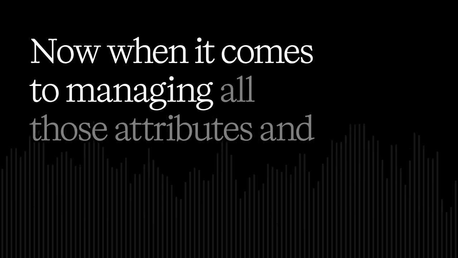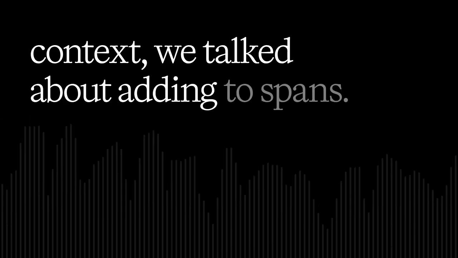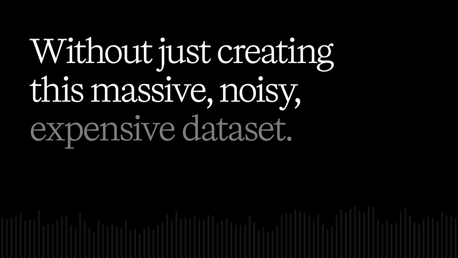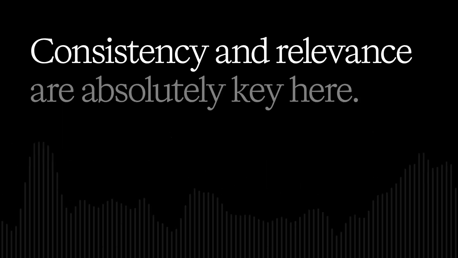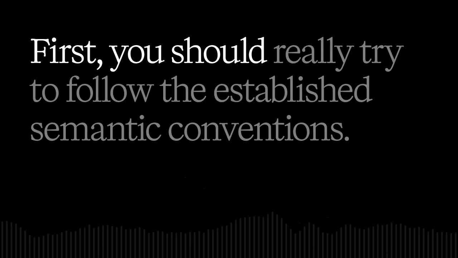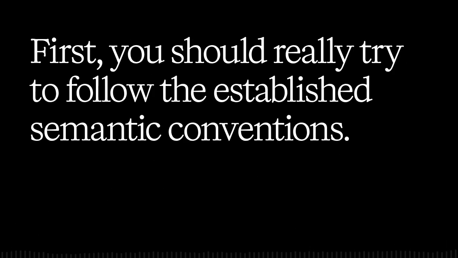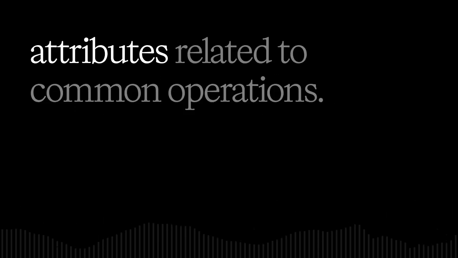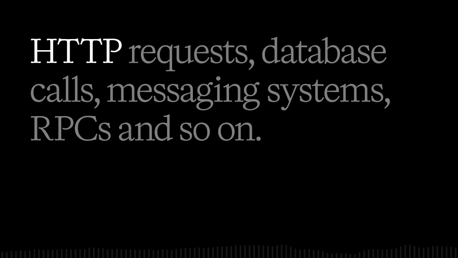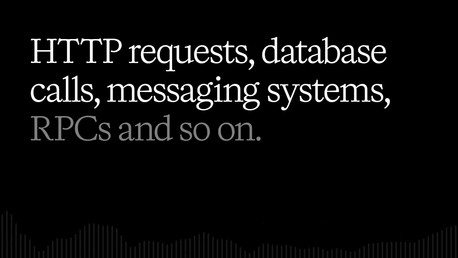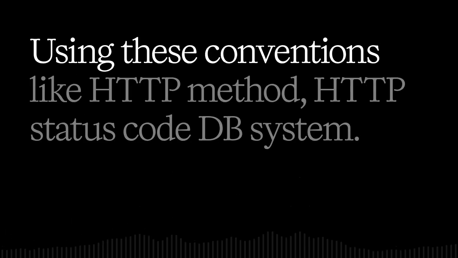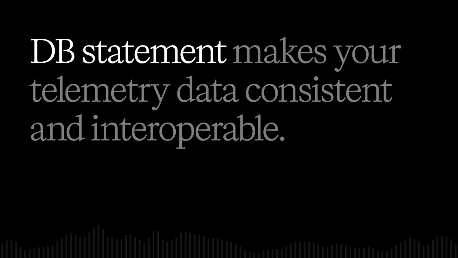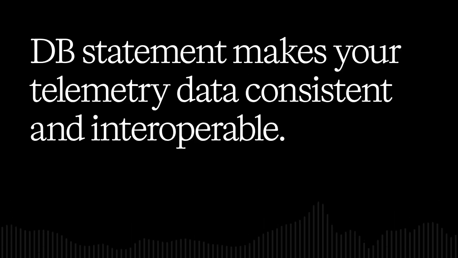Makes sense. Now, when it comes to managing all those attributes and contexts we talked about, adding to spans, how do we keep that data consistent and useful without just creating this massive, noisy, expensive data set? Yeah, consistency and relevance are absolutely key here. First, you should really try to follow the established semantic conventions. OpenTelemetry maintains specifications that define standard names and expected values for attributes related to common operations: HTTP requests, database calls, messaging systems, RPCs, and so on.